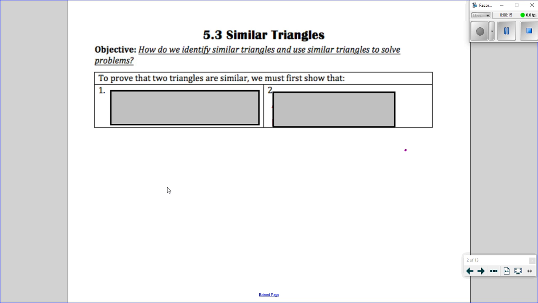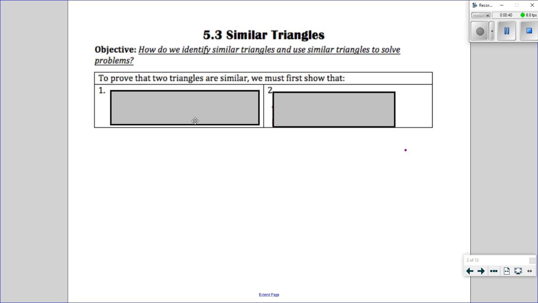You've learned about congruent triangles, where they have the same size, same angles, they're congruent, they're equal. But with similar triangles, you may have the same exact shape, like both of them are triangles, but they're similar based on their proportions.